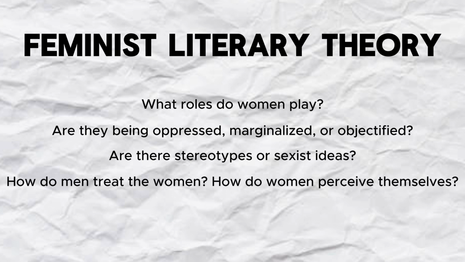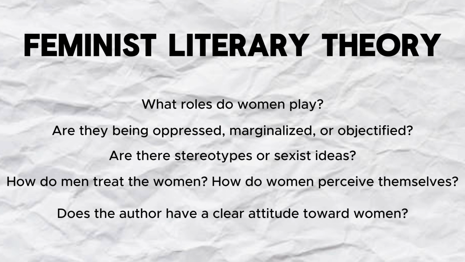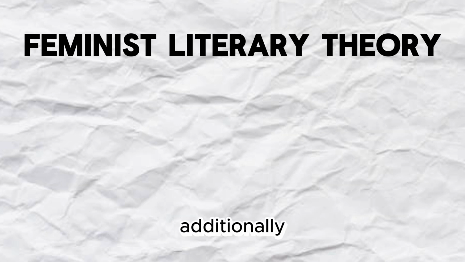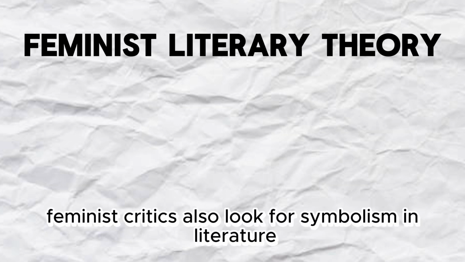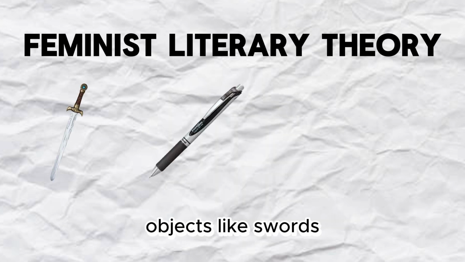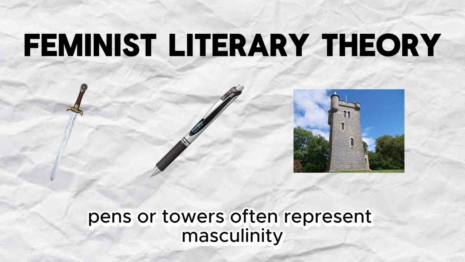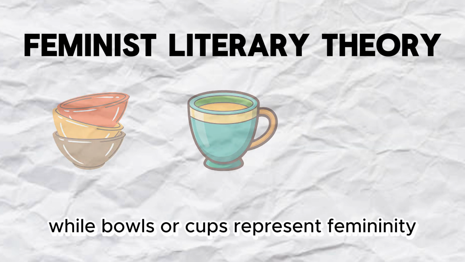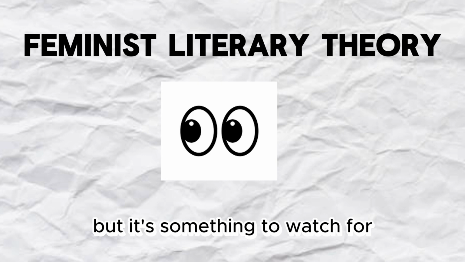How do men treat the woman, and how do women see themselves? Does the author seem to have a clear attitude toward women? And lastly, what was life like for women when the story was written? Additionally, feminist critics also look for symbolism. In literature, objects like swords, pens, or towers often represent masculinity, while bowls or cups represent femininity. Weird, I know, but it's something to watch for.